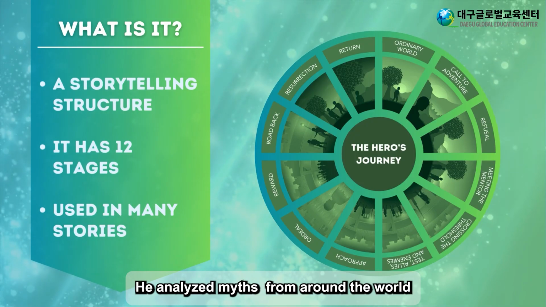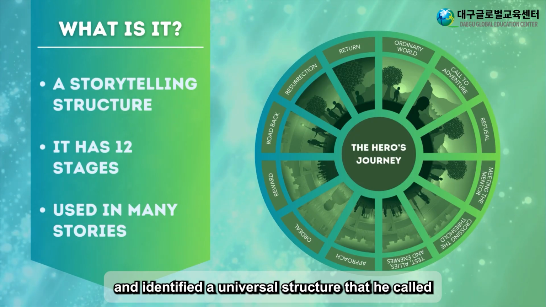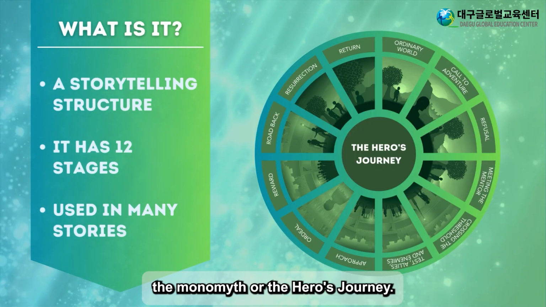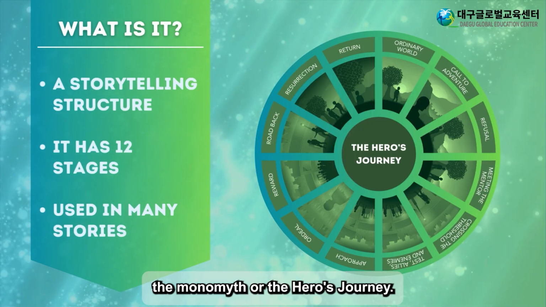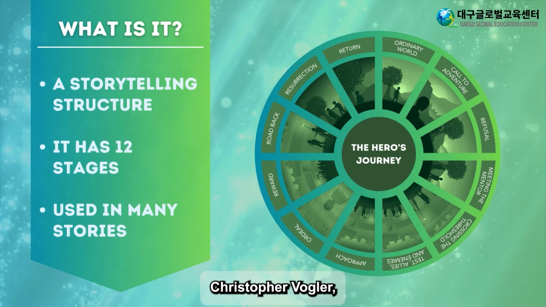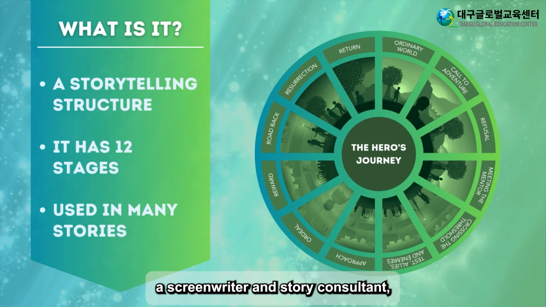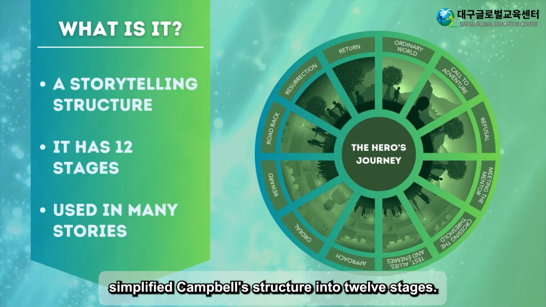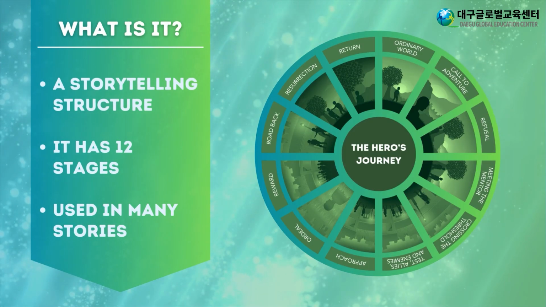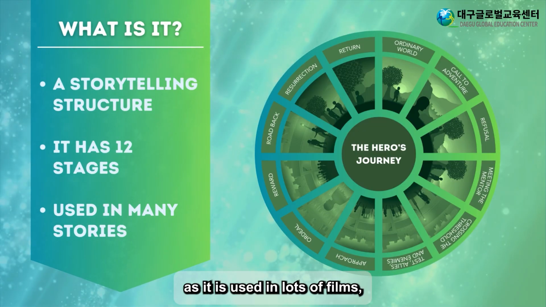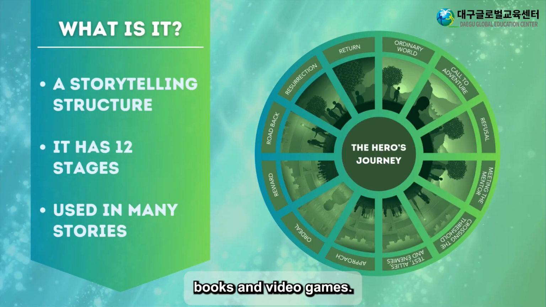He analyzed myths from around the world and identified a universal structure that he called the Monomyth, or the hero's journey. However, in later years, Christopher Vogler, a screenwriter and story consultant, simplified Campbell's structure into 12 stages. This is what we will focus on today, as it is used in lots of films, books, and video games.